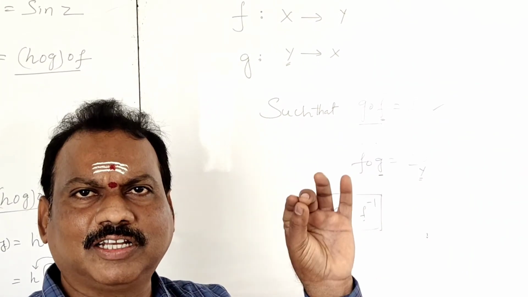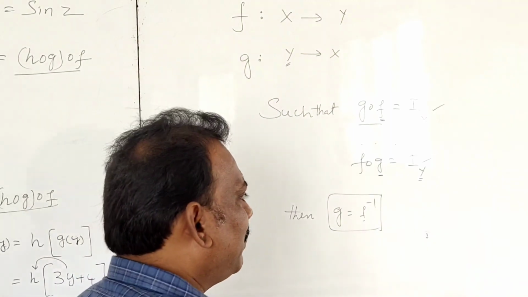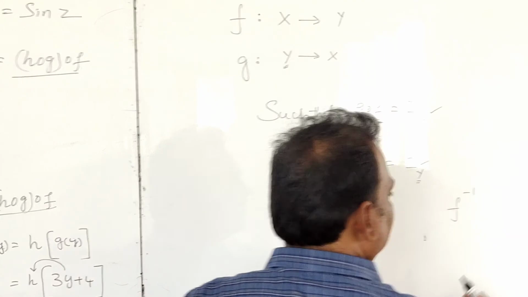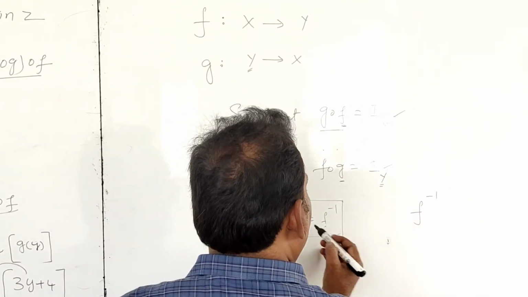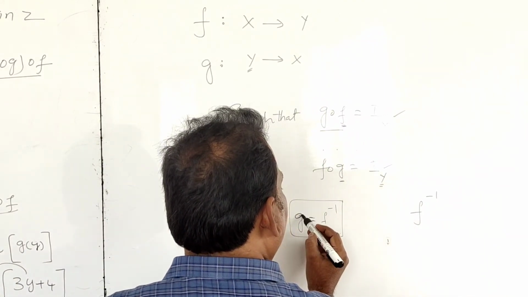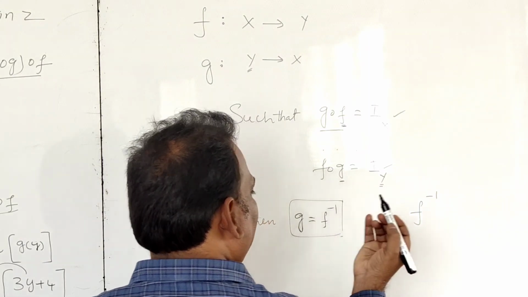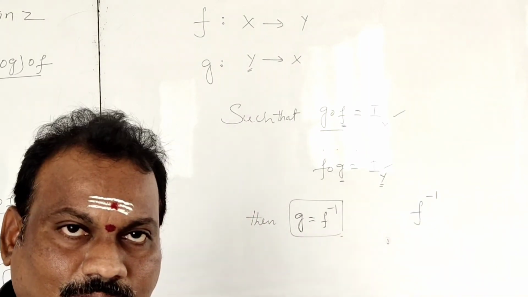Function f is invertible. Invertible means the inverse exists. This inverse is nothing but the function g. That g function is the inverse of f. Correct, students?